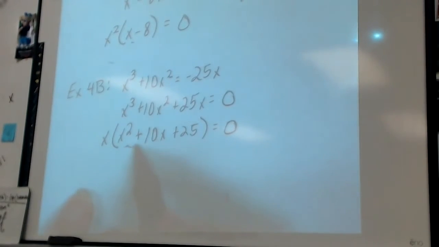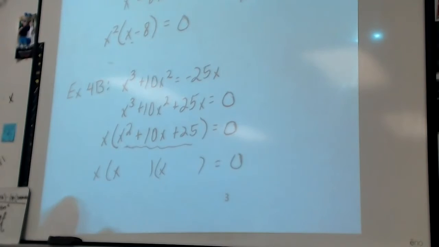Now, I have 3 terms left right here, and it's a quadratic. So that tells me I'm probably going to use product and sum, since I have a coefficient of 1. So I have 2 factors that begin with x. I want 2 numbers that multiply to give me 25, or have a product of 25, and combine to give me 10.